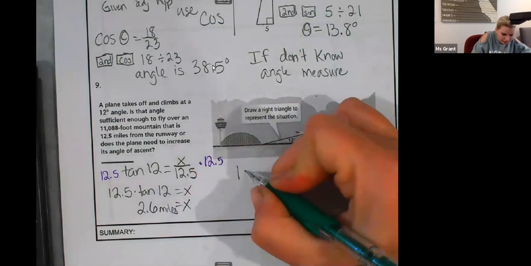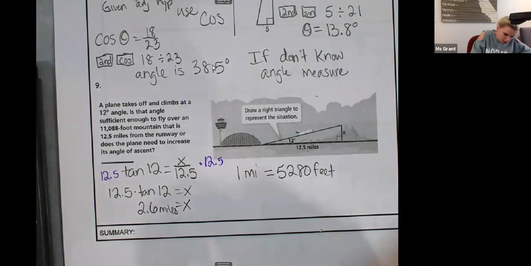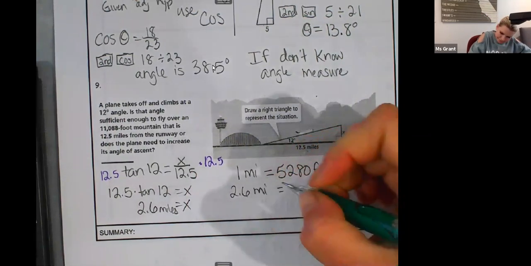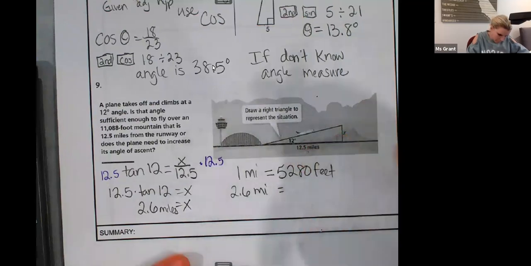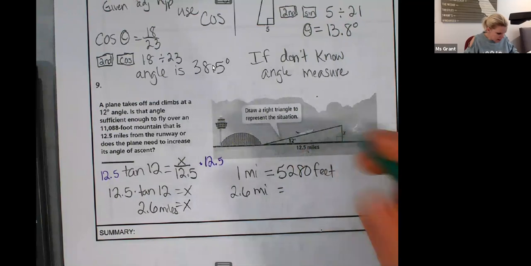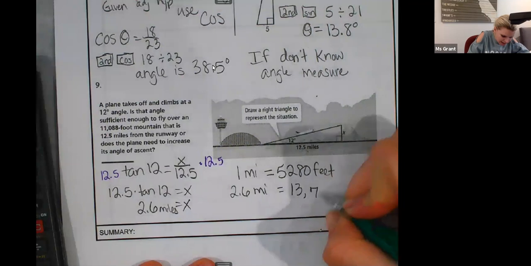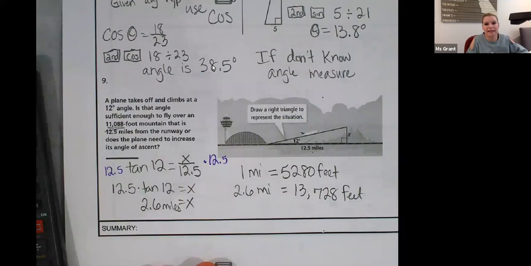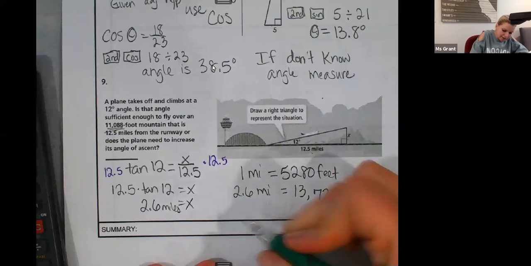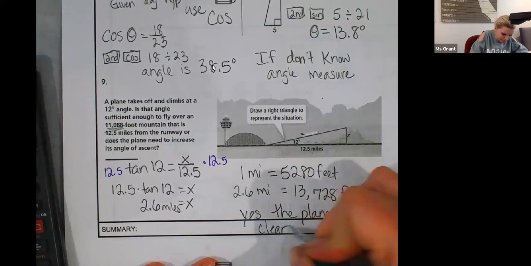Well, 1 mile is 5,280 feet. So 2.6 miles. Oh, I guess I could make it 2.7, couldn't I? Well, approximate, it's fine. 5,280 times 2.6 is 13,728 feet. That's bigger than the 11,000 foot mountain. That's good. I want the plane to fly above the mountain. Otherwise, it's going to crash. So yes, the plane will clear the mountain.